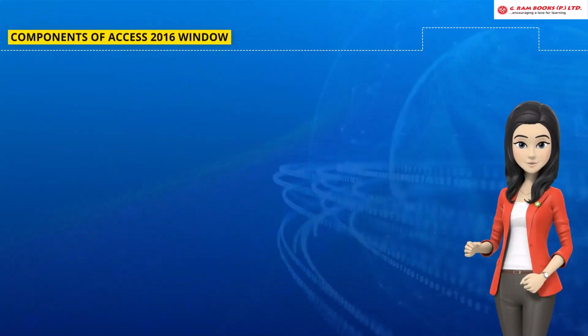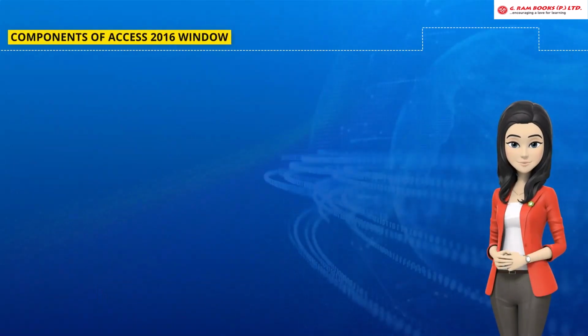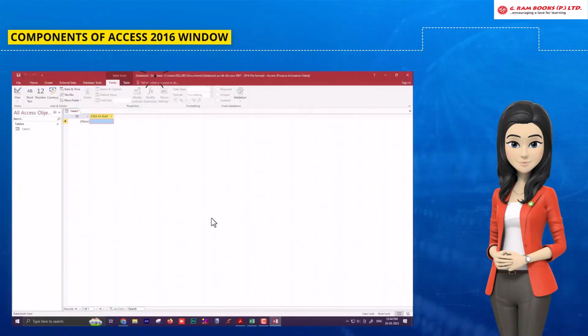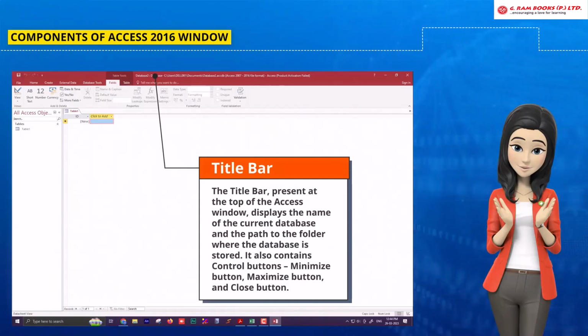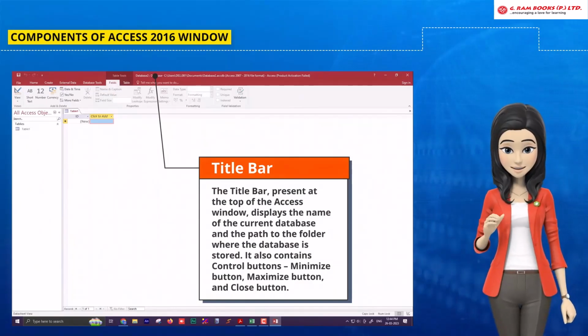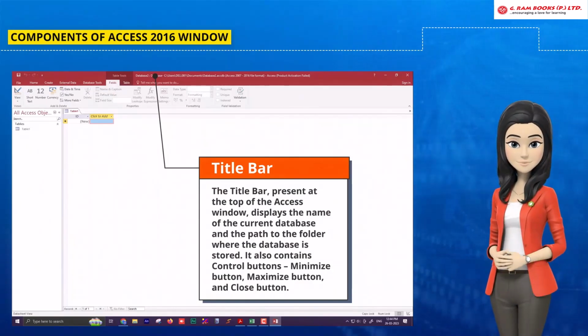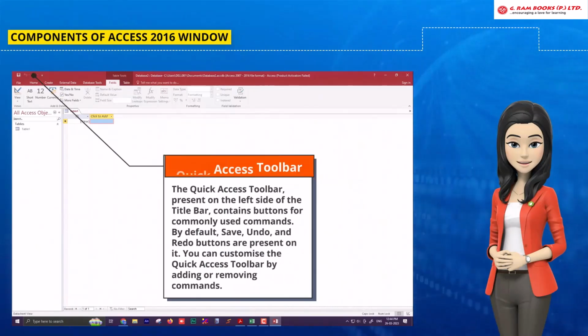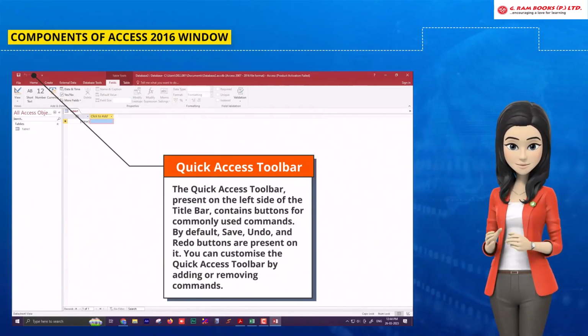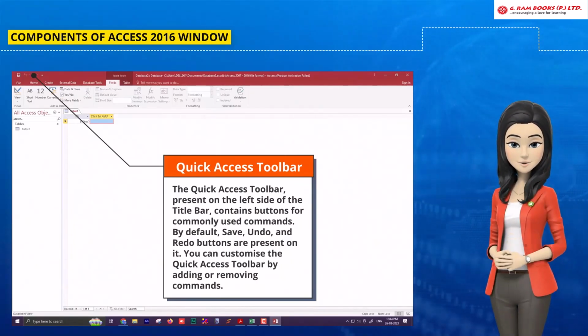Components of the Access 2016 window. Let us understand various components of the Access 2016 window. Title bar. The title bar present at the top of the Access window displays the name of the current database and the path to the folder where the database is stored. It also contains control buttons: Minimize button, Maximize button, and Close button. Quick Access toolbar. The Quick Access toolbar present on the left side of the title bar contains buttons for commonly used commands.